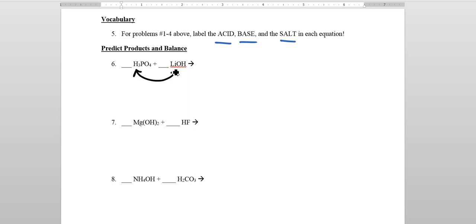So hydrogen and lithium switch places. So lithium is going to pair up with phosphate, and hydrogen is going to pair up with hydroxide, and this is water, right? HOH is water.